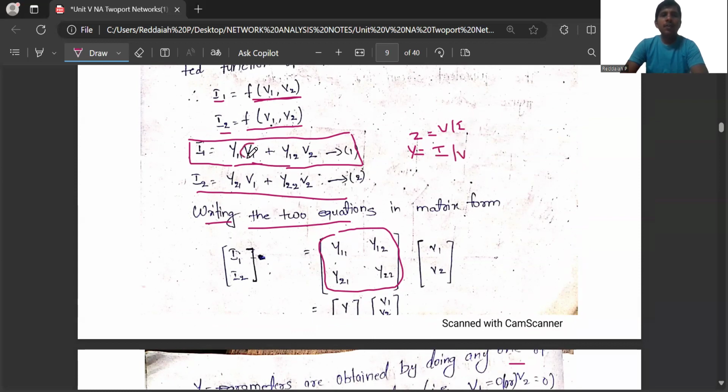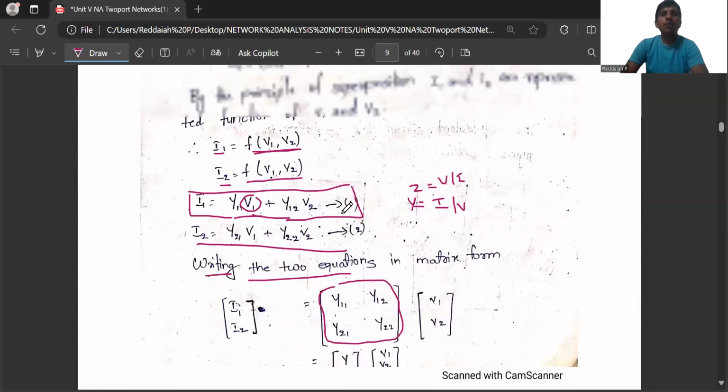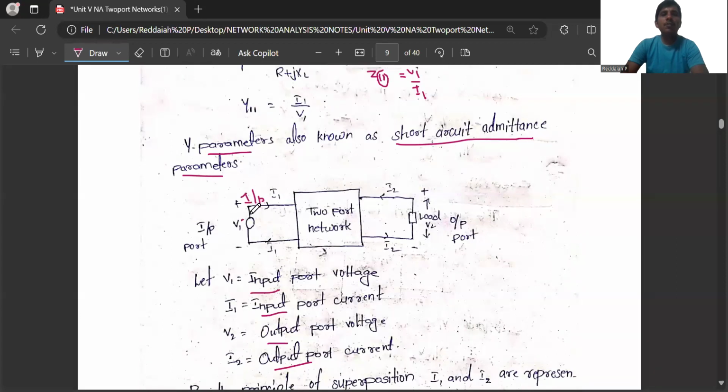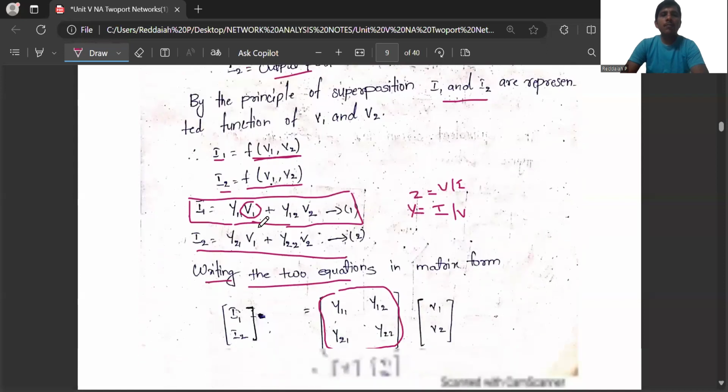When the input port is short circuited, V1 becomes 0. If you short it, then V1 becomes 0. If you substitute V1 equal to 0, then you will get Y12 equal to I1 by V2. This suffix indicates I1 by V2.